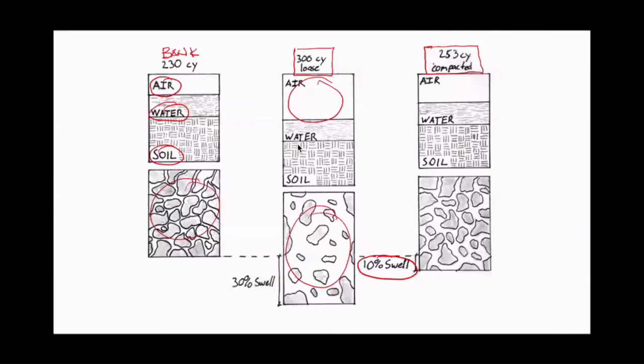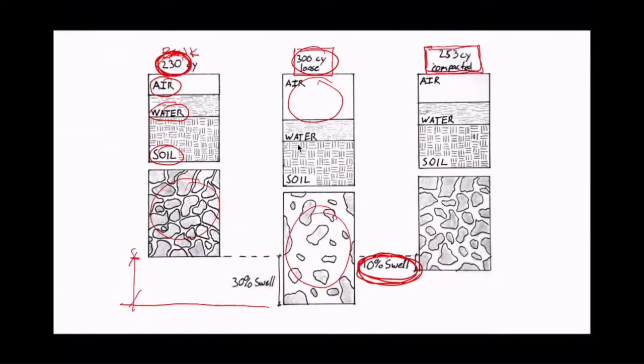So it's going to swell 30% from its bank condition to its loose condition, because we were given that it goes from 230 to 300. But when we're talking about swell from its bank condition to its compacted condition, in this case we have 10% swell, so that 230 is going to become, well, 10% of 230 is 23. So 230 plus 23 is going to be 253 cubic yards compacted.